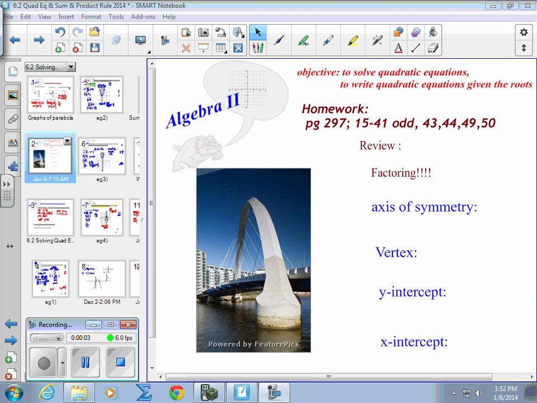Exercises are on page 297, 15 through 41 odd, 43, 44, 49, and 50. I think that's exactly what's on your syllabus.